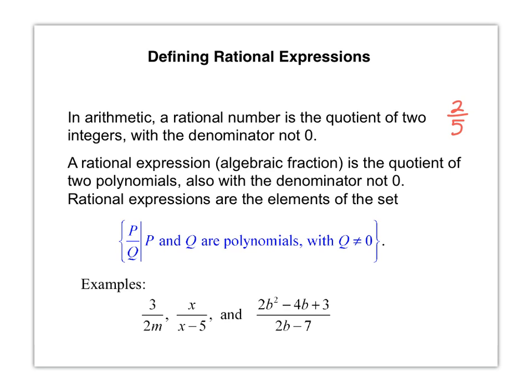Here are some examples. 3 divided by 2m is an example of a rational expression. We have polynomials of 3 and 2m, and the denominator 2m cannot equal 0. The second one is also an example, x divided by x minus 5, as well as the third example here, 2b squared minus 4b plus 3, all divided by 2b minus 7.